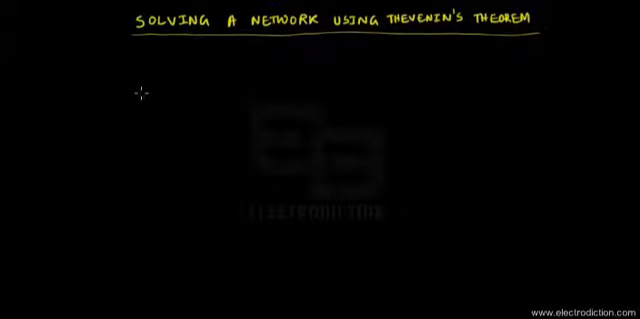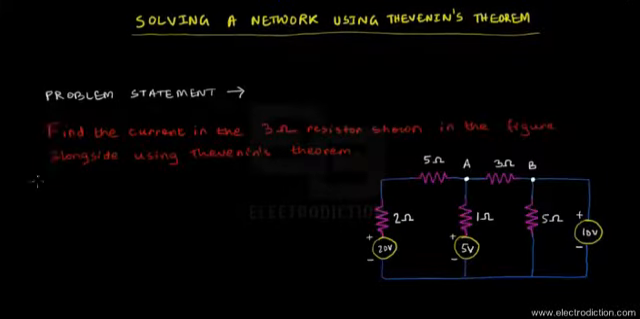So we're going to bring up our problem statement right here. There you go. Our problem statement reads: find the current in the 3 ohm resistor shown in the figure alongside, using Thevenin's theorem. As you can see, this 3 ohm resistor between the terminals A and B, we need to find the current that would flow through it using Thevenin's theorem.